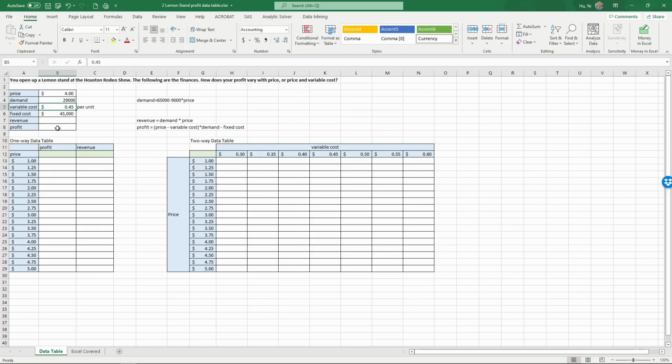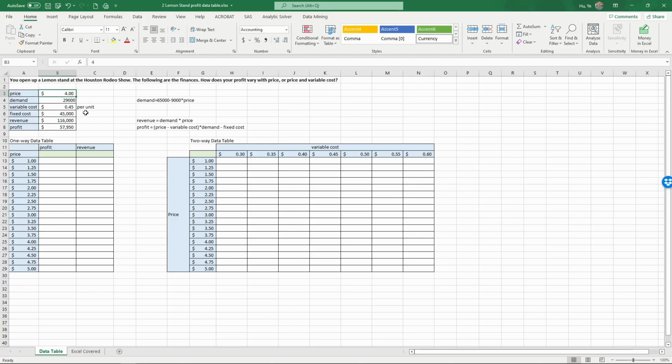And we have the variable cost of 45 cents per unit and the fixed cost of $45,000. The revenue is equal to demand times price, so equals the demand level here times the price, and enter. So the revenue is $116,000. And the profit formula is equal to, parenthesis, the price level here, $4, minus the variable cost here, 45 cents, close the parenthesis, times the demand of 29,000, minus the fixed cost, and enter. So the profit is approximately $58,000.